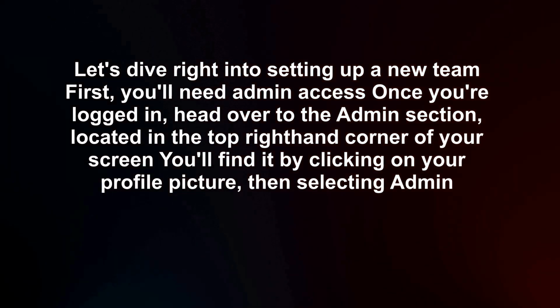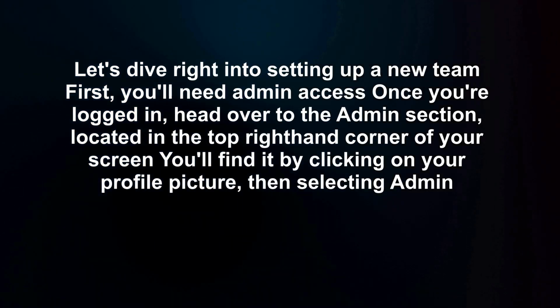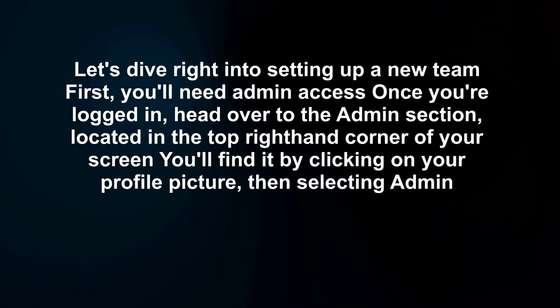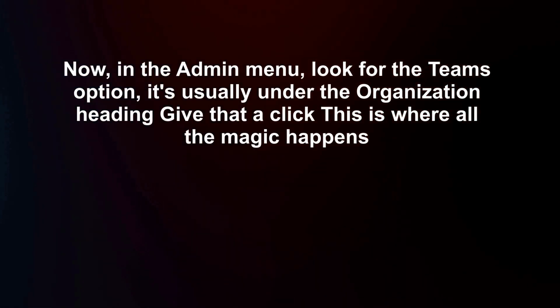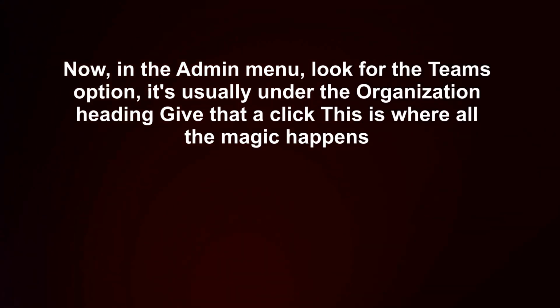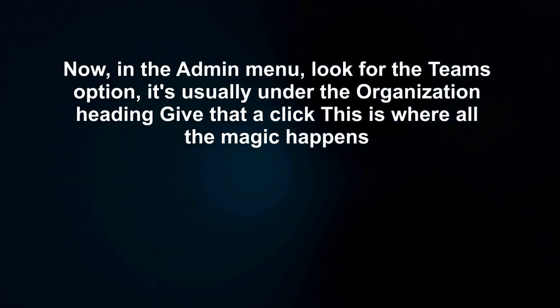You'll need admin access once you're logged in. Head over to the admin section, located in the top right-hand corner of your screen. You'll find it by clicking on your profile picture, then selecting admin. Now, in the admin menu, look for the Teams option. It's usually under the organization heading. Give that a click. This is where all the magic happens.